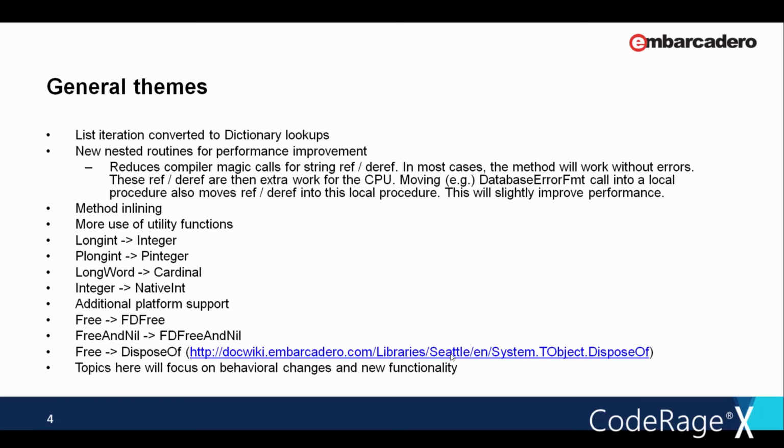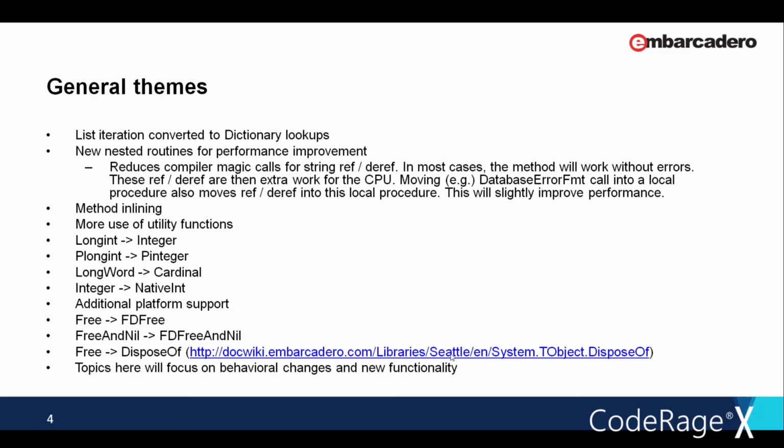Other general themes that I saw in the source code as I went through it were list iteration was converted to dictionary lookups. The longer the list, the more significant the performance improvement is going to be. The more often you call a list, the more significant the dictionary lookup is going to be in terms of improving performance.